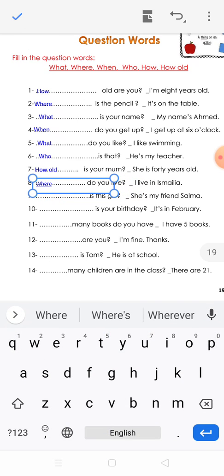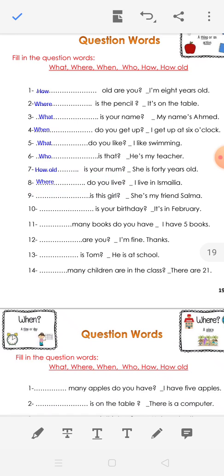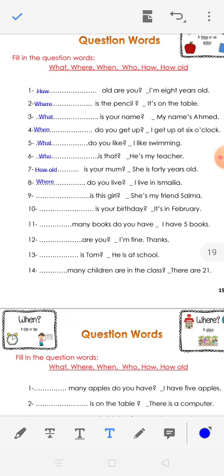Number 9. She's my friend, Selma. Super. Who is this girl? She's my friend, Selma. Who?